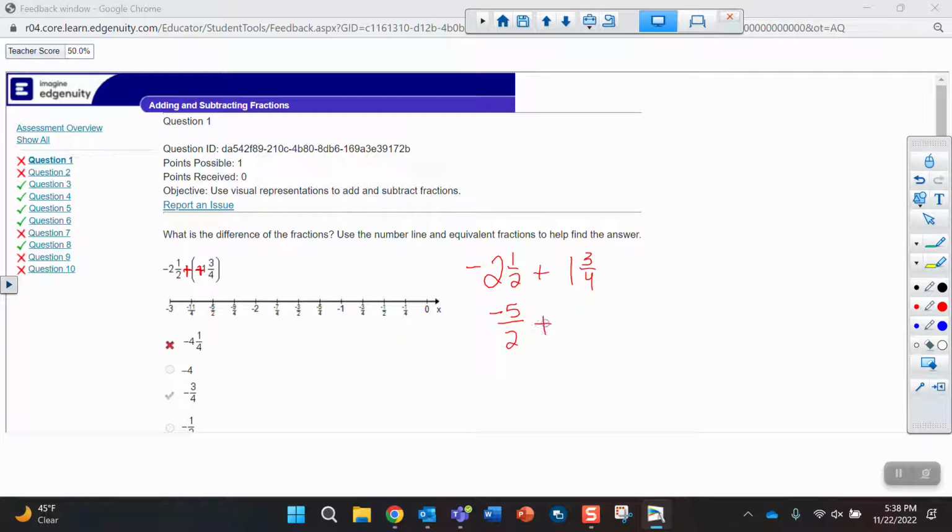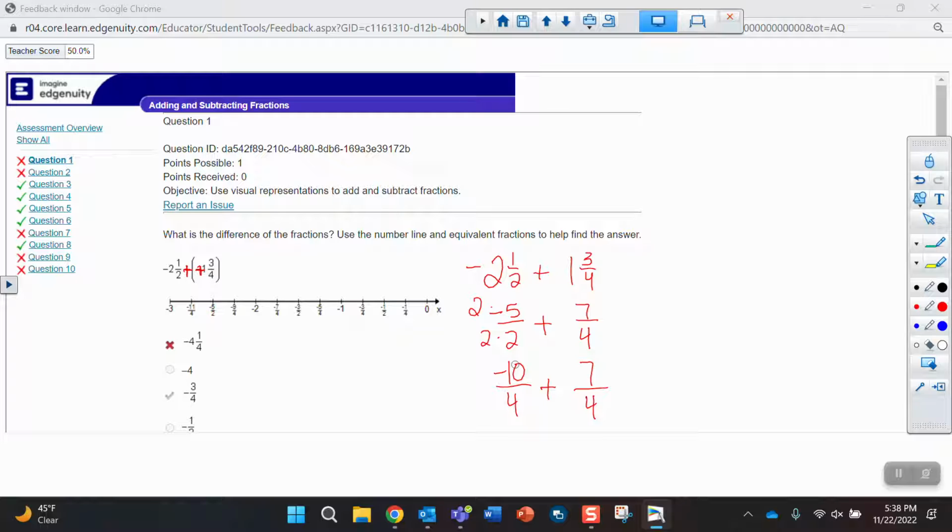Remember, that fraction is negative. 1 times 4 is 4. 4 plus 3 is 7, and we have 7/4. So negative 5/2 plus 7/4. We need a common denominator. That's going to be 4. Both 2 and 4 evenly divide into 4. And so if I multiply the bottom by 2 to get 4, I also have to multiply the top by 2. So that's negative 10/4 plus 7/4.